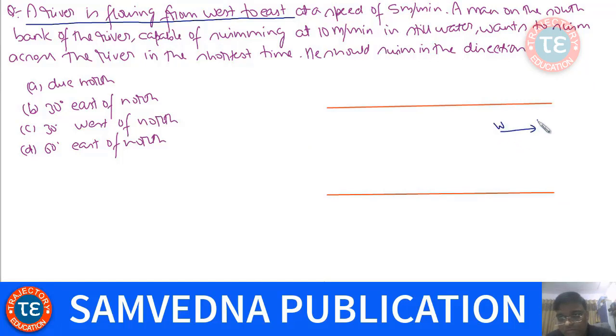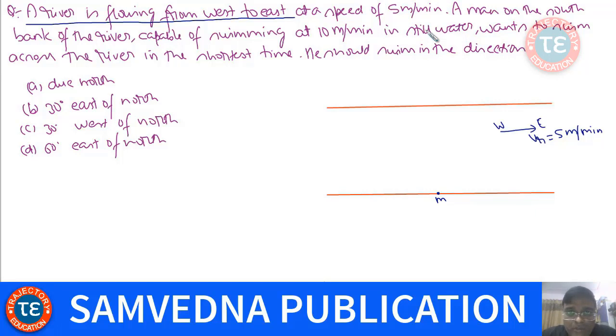A river is flowing from west to east. West to east. This is the velocity of the river, 5 meter per minute. A man on the south bank of the river, here is the man, is capable of swimming at the rate of 10 meter per minute in still water.